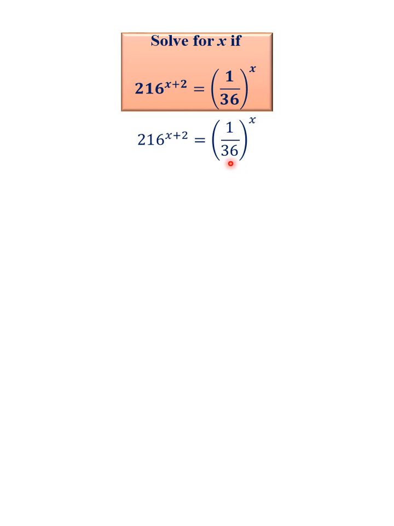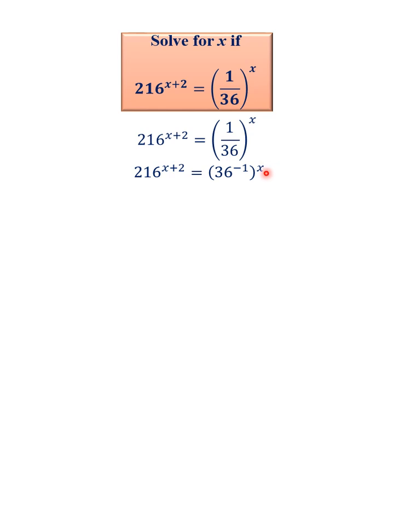First, let's simplify this equation by taking away the fraction on the right-hand side. 1 over 36 in index form can be written as 36 to the power of minus 1. It is a law of indices. So we can write the right-hand side as 36 raised to the power minus 1. The power of minus 1 simply means the inverse of 36. So this and this is the same. Of course, the power of x is also here.